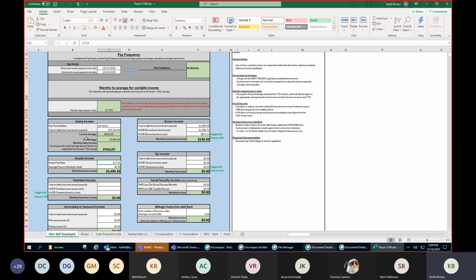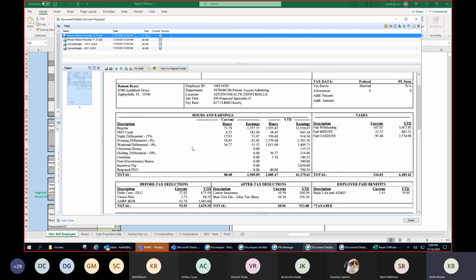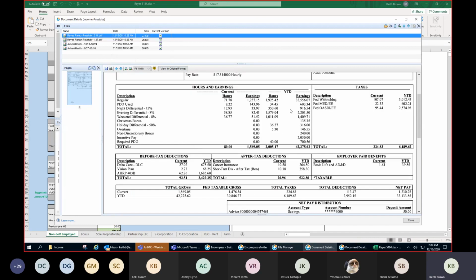This is a classic example where I have to use the year to date. Now I had to go back here on this file, and I had to go back to his pay stub. And then I had to go down this entire list, and I had to say, all right, what can I use of this year to date, this 42,275? How much of it can I consider base income? Okay. All right. Well, required PDO, yeah, that's base income. All right, that's your time off. It's part of your regular pay.